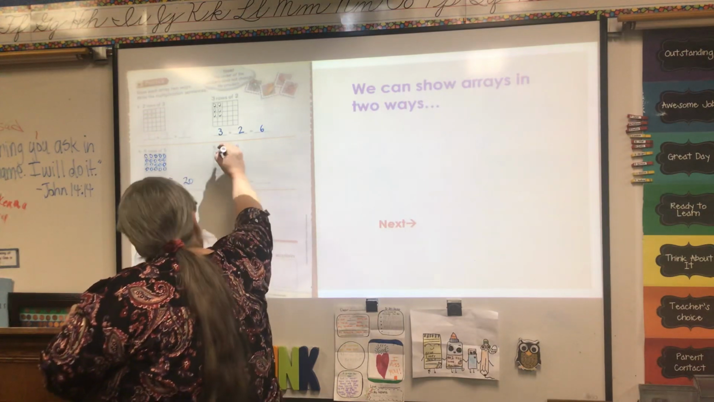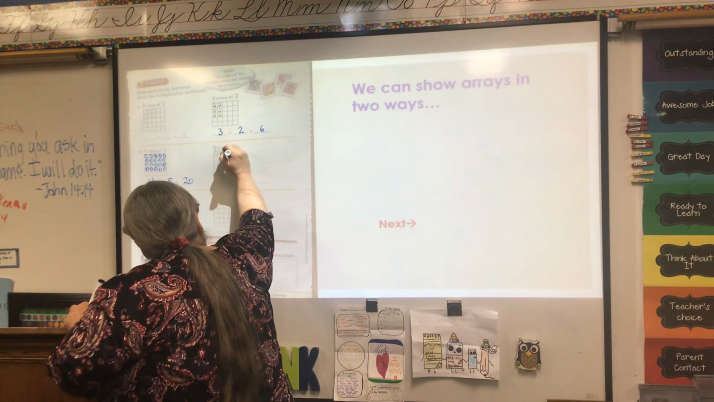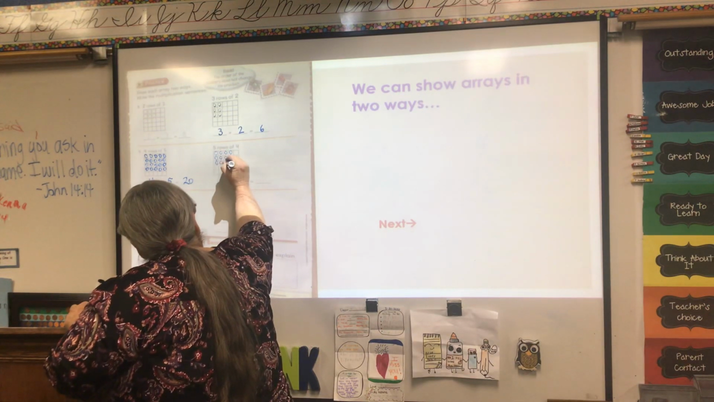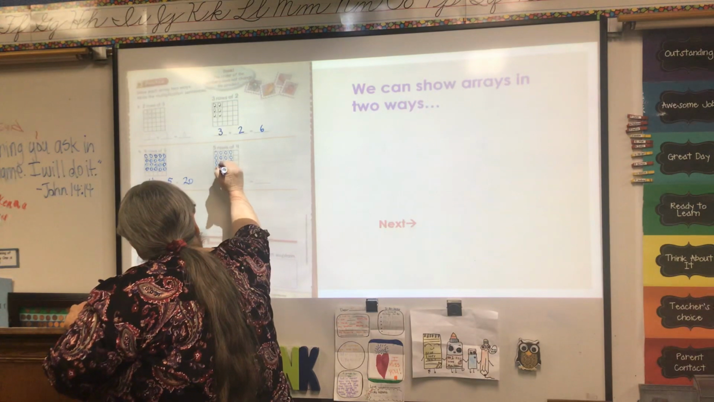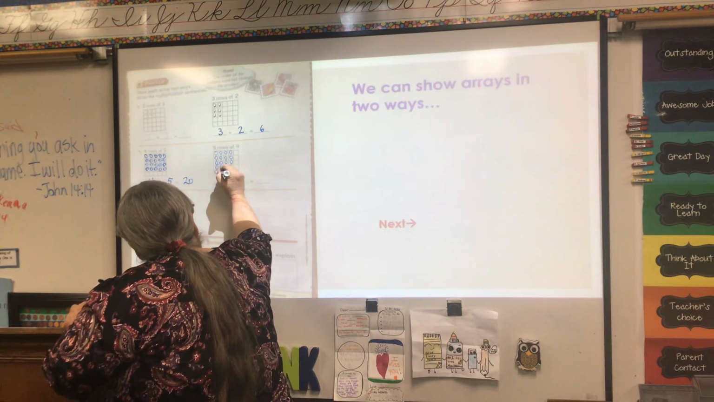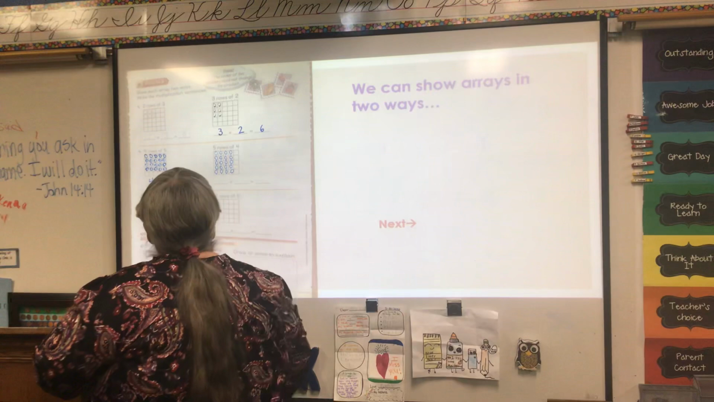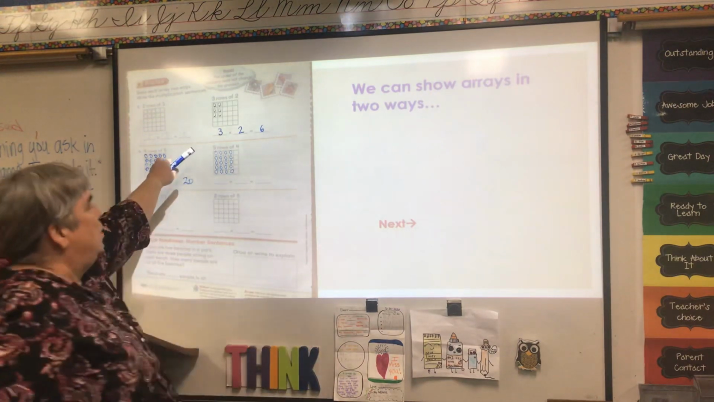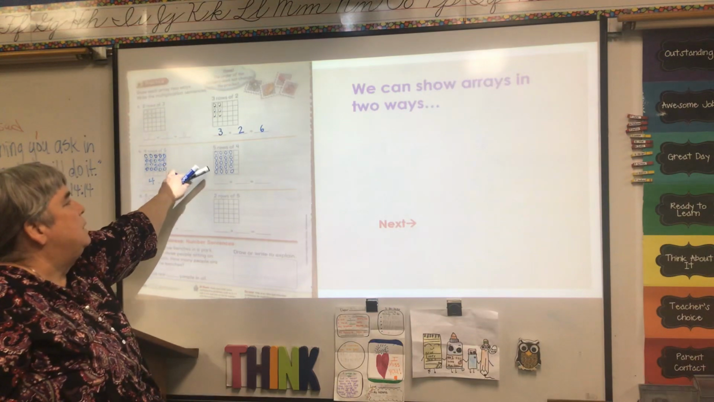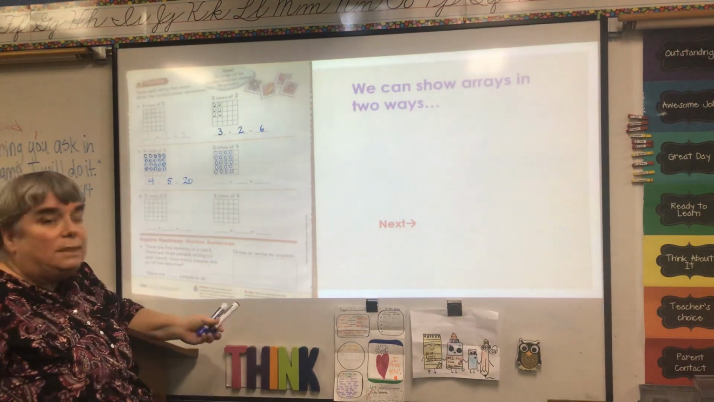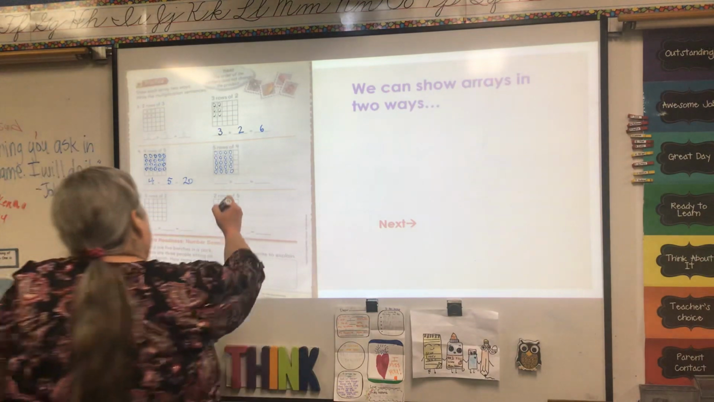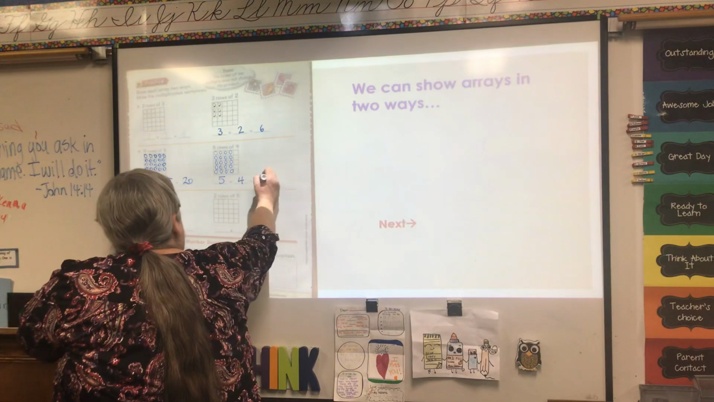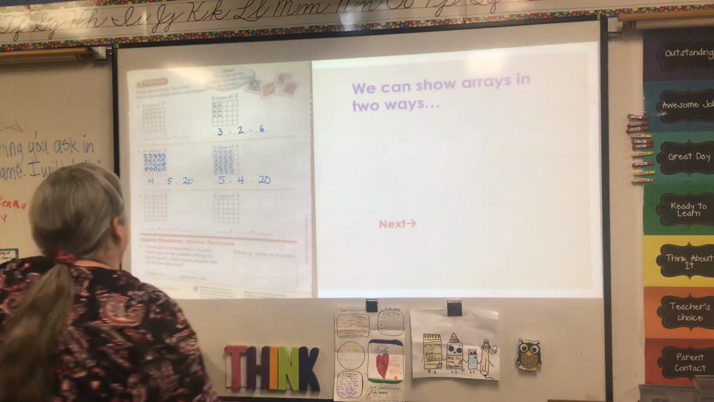Now I can do 5 rows of 4. 1, 2, 3, 4. 1, 2, 3, 4. 1, 2, 3, 4. 1, 2, 3, 4. 1, 2, 3, 4. So then I would have to skip count by 4s. 4, 8, 12, 16, 20. So I still have 20 as my answer. So 5 rows of 4 still equals 20.